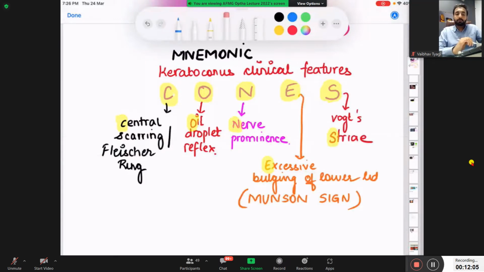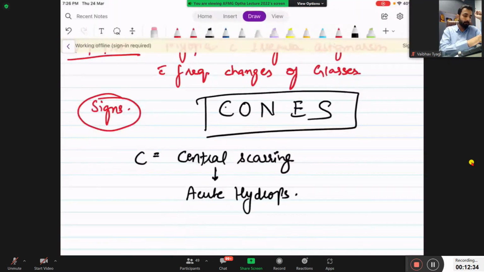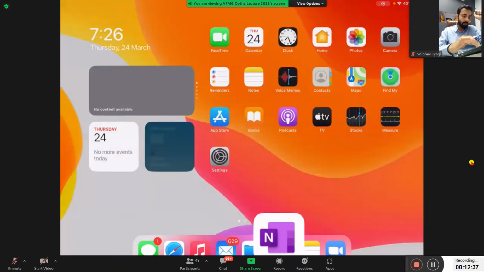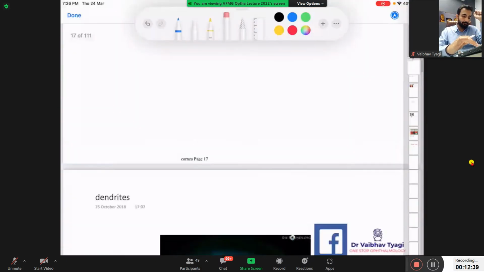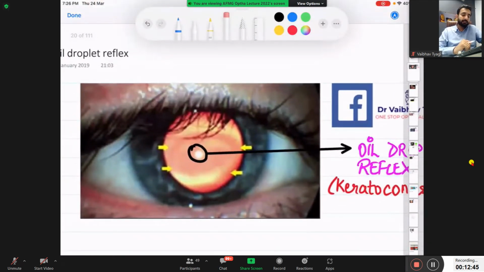Next, write down O. O for oil droplet reflex. Now, suppose the pupil of such a keratoconus patient is dilated, suppose we dilate the pupil with atropine or any other dilating drop, and we examine the fundus of the patient. How the pupil looks like, see in the image. Can you appreciate a central opacity is there?